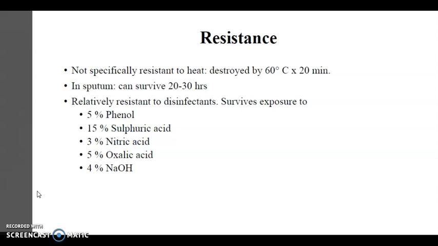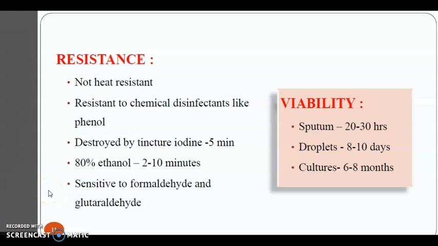They are relatively resistant to disinfectants and can survive exposure to 5% phenol, 15% sulfuric acid, 3% nitric acid, 5% oxalic acid, and 4% sodium hydroxide. Ethanol is a suitable disinfectant for skin, gloves, and clinical thermometers. They are sensitive to formaldehyde and glutaraldehyde. They are destroyed by tincture of iodine in 5 minutes.